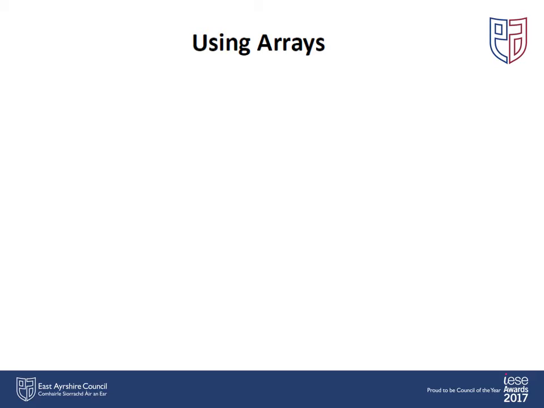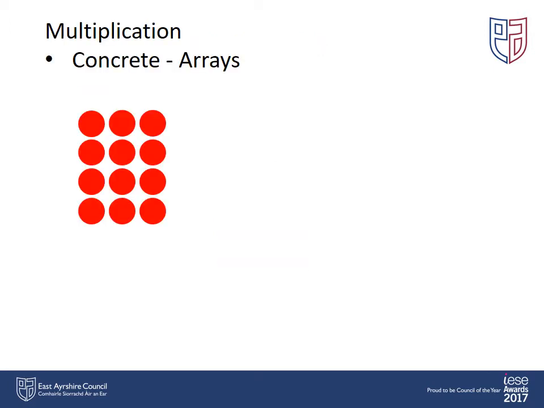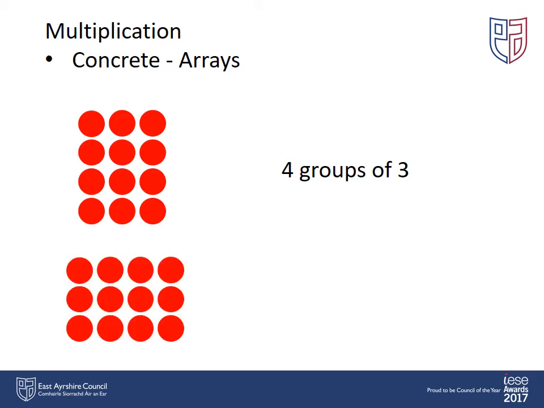In this example, we will look at the number 12. An array can be formed using 12 counters or 12 items like so. From this array pattern, we can see we've formed 4 lots of 3, or 4 groups of 3 counters. The 12 counters could also be formed into an array with 3 lots of 4 counters like the image below. This helps develop the concept that 4 times 3 gives the same quantity as 3 times 4.